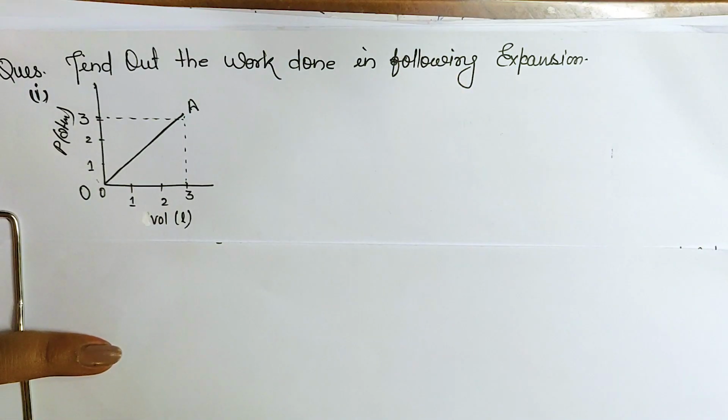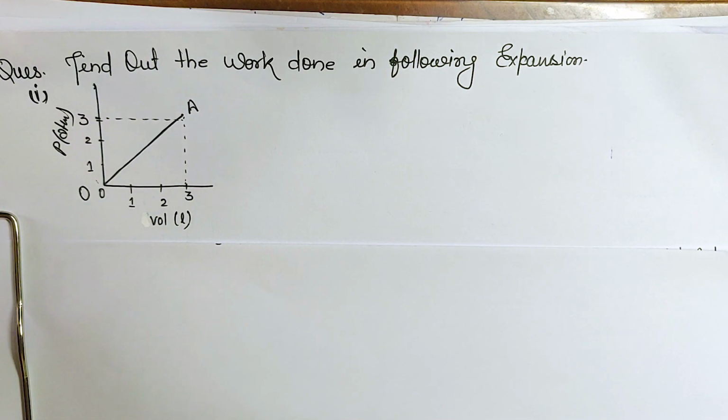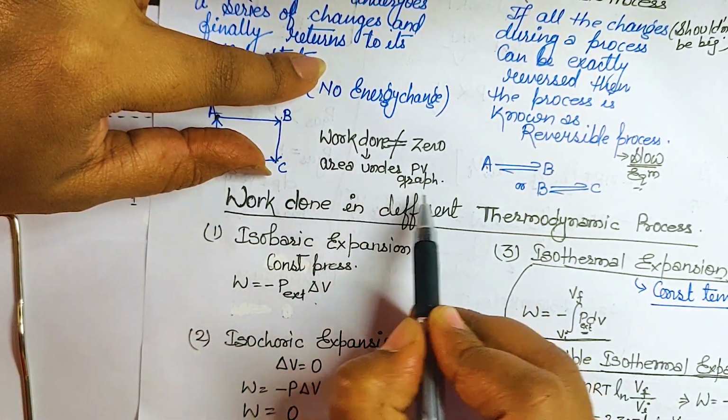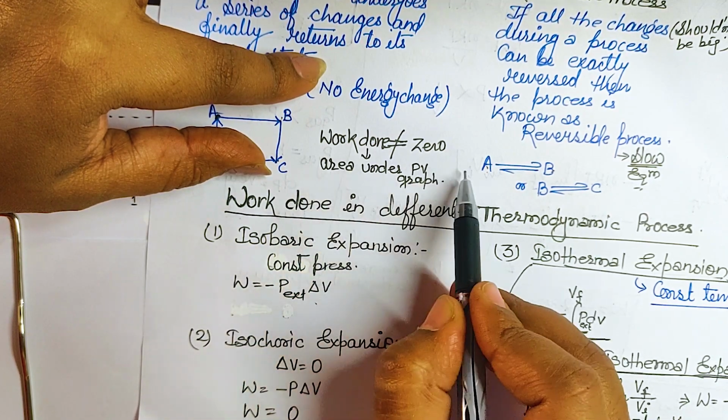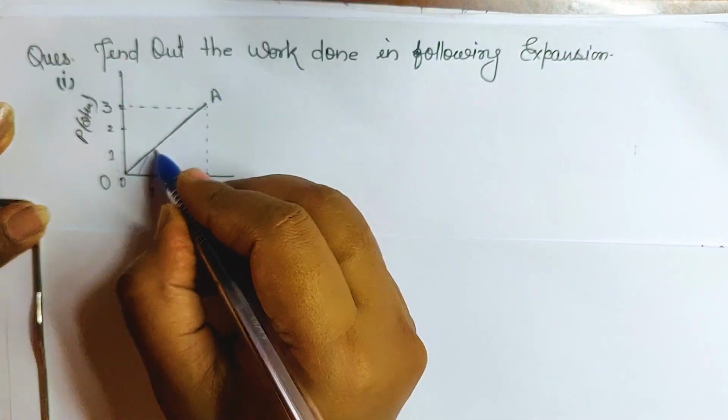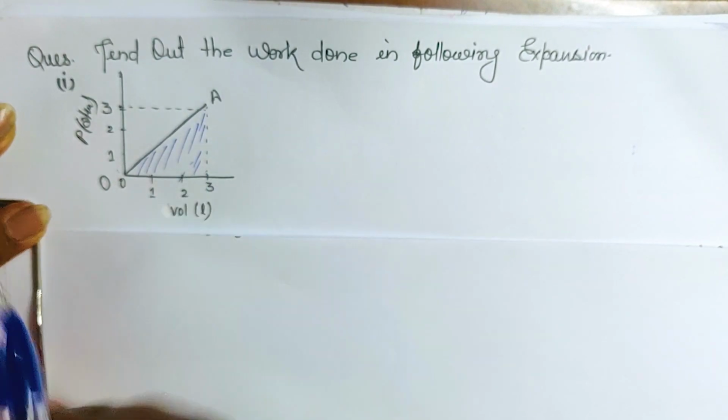So see, in that cyclic process, as I have explained, the work done is always the area under the PV graph. Got it? So this thing we have to follow. Khair, iski zaroorat yahan pe to nahi bhi padegi, but you can use that also if you want. Suppose this is the area under the PV graph, isn't it?